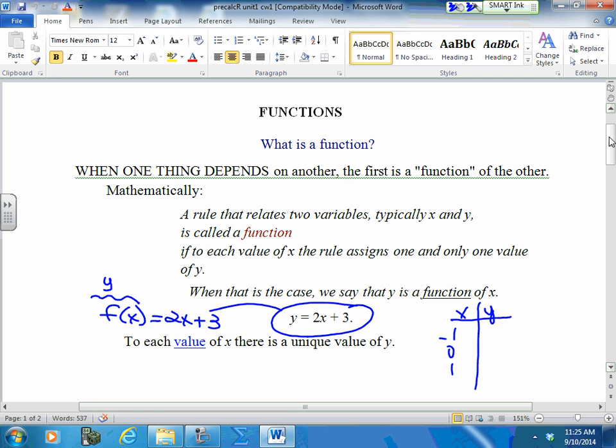This is read f at x. We give a value of x, and we want to know what y comes out of this. What is the value of your function? When they ask for an f value, it's your y value. It's kind of like the black box theory. In this black box is y equals 2x plus 3. I send it an x, it does its little thing, and it spits out my y.